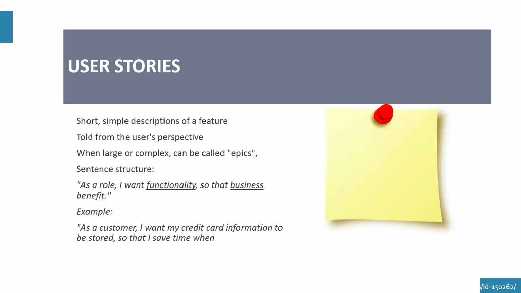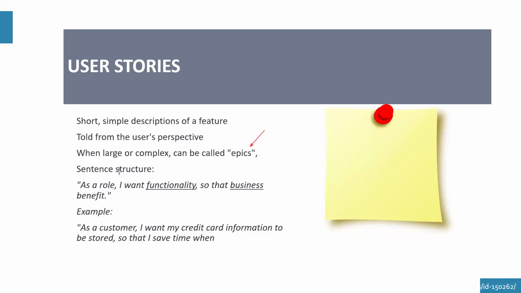It's a short, simple description of a feature told from the user's perspective. That's why it's called user story. It's like the user telling you the story of what they want to achieve. So for large, more complex work, we call them epics. So you could say that several user stories create an epic.